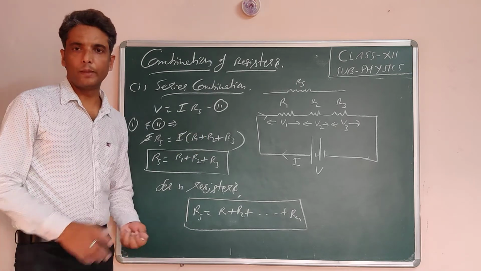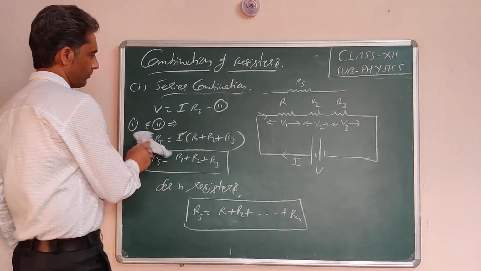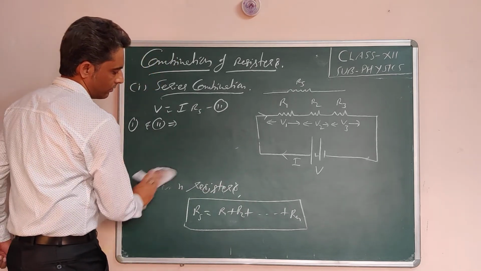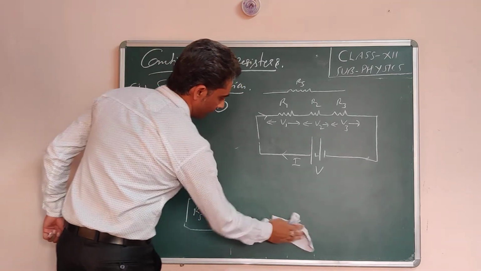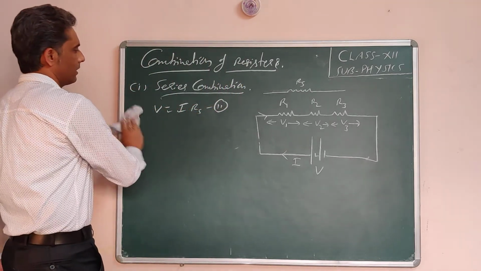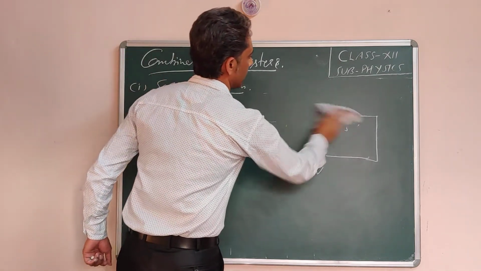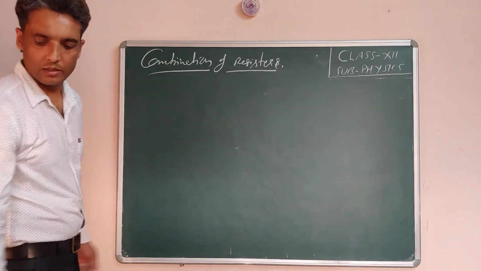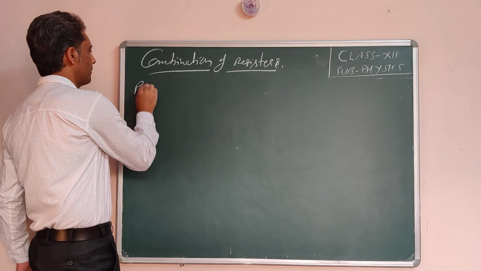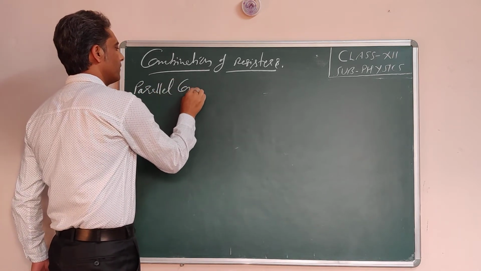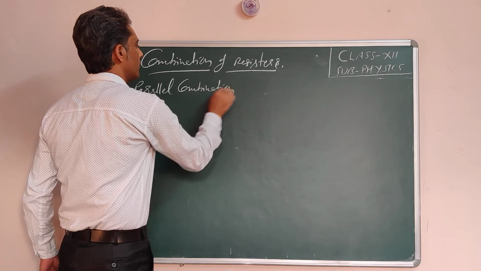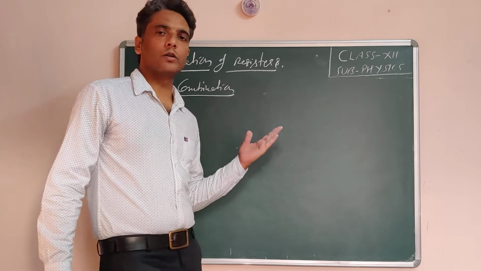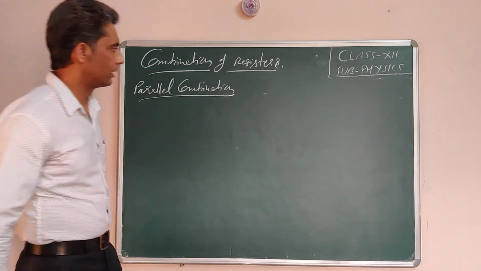Now next we will see the parallel combination. We connect resistors in series when we are in need of large resistance, and second we will see what will be the equivalent resistance when resistors are connected in parallel combination. Again I will take the example of three resistors. Let there be three resistors of resistance R1, R2 and R3.